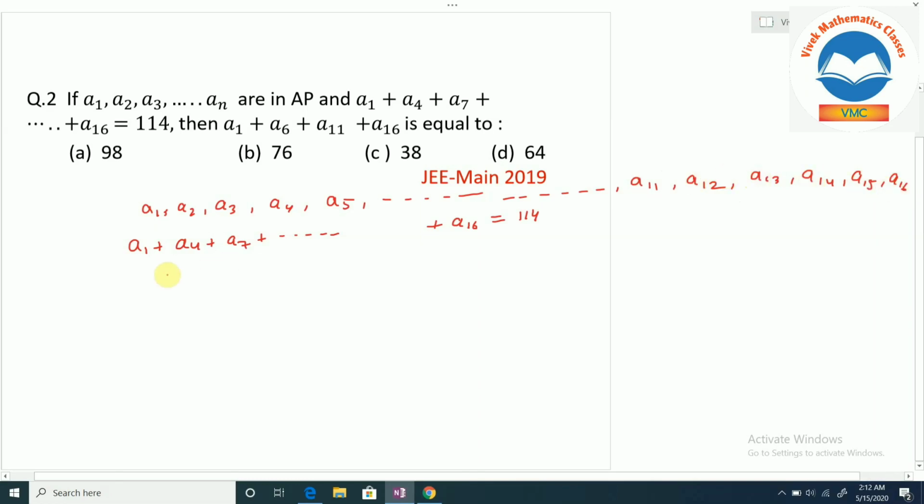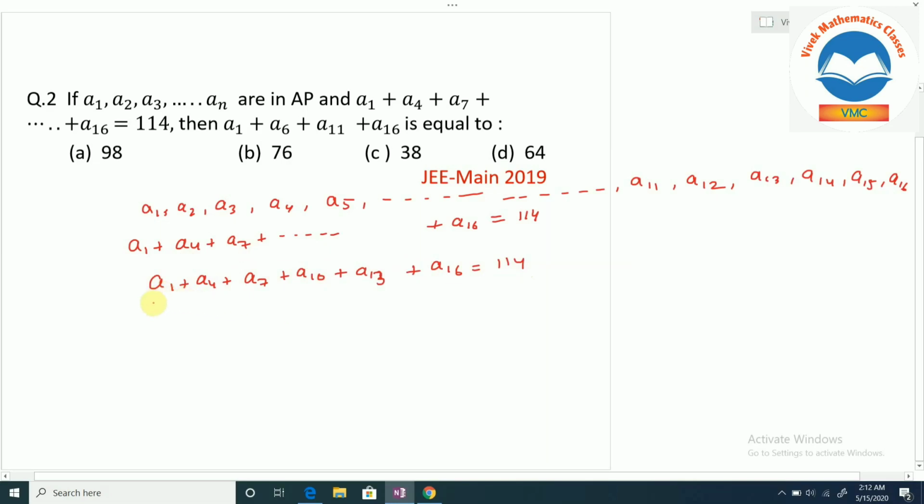Okay. What have they given? They have given A1 plus A4 plus A7. It means first term, and in this you have to add 3, then you will get the 4th term, 7th term, and next will be the 10th term. So A1 plus A4 plus A7 plus A10 plus A13 plus A16, this value is given as 114.